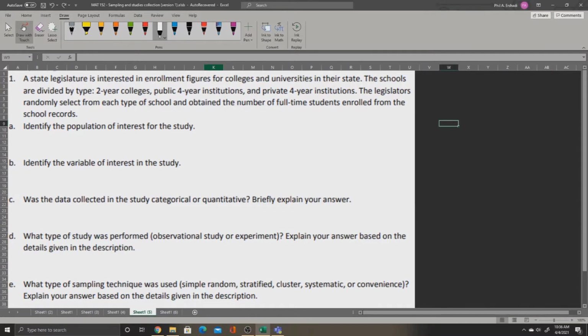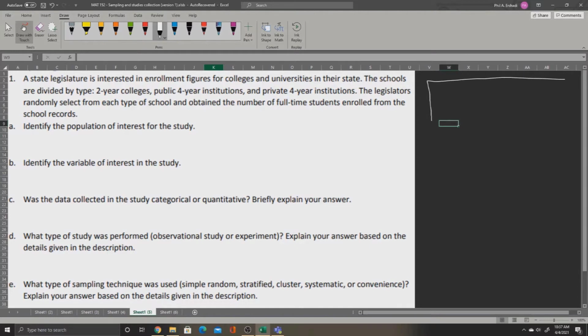Here we'll discuss types of studies. This statement says, a state legislature is interested in enrollment figures for colleges and universities in their state. The schools are divided by type: two-year colleges, public four-year institutions, and private four-year institutions. The legislators randomly select from each type of school and obtain the number of full-time students enrolled from the school records. Let's draw a picture to show this situation.